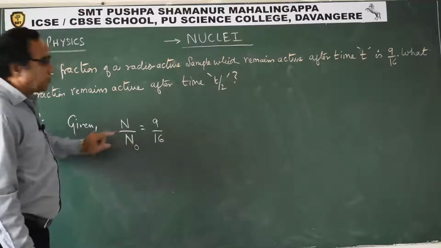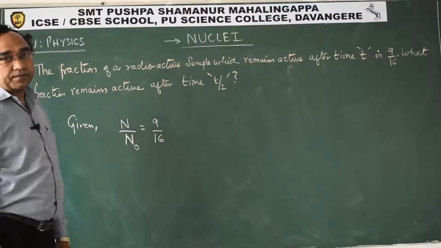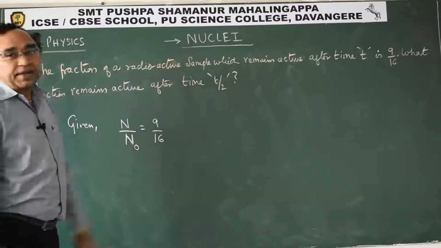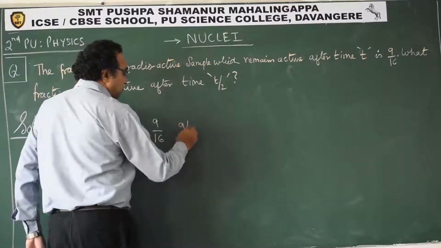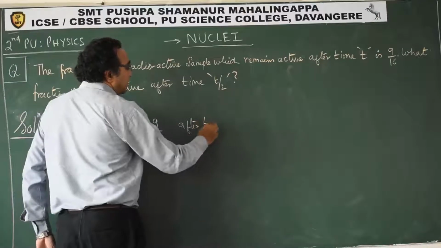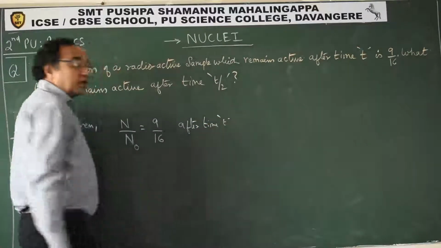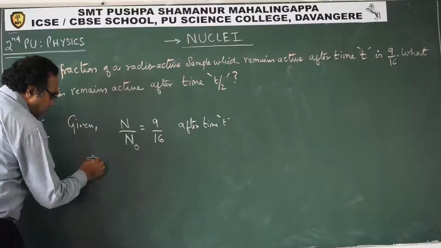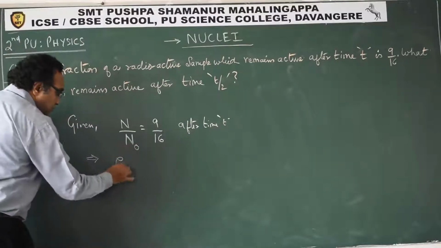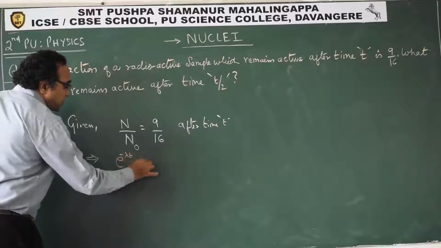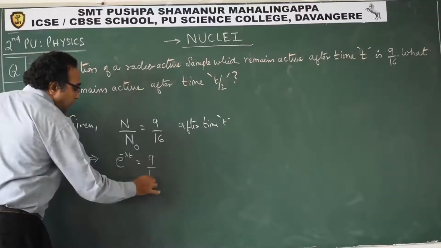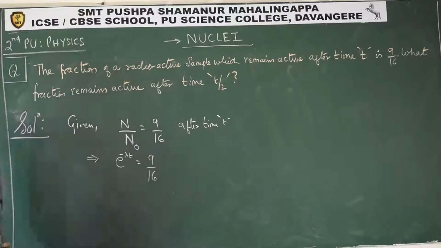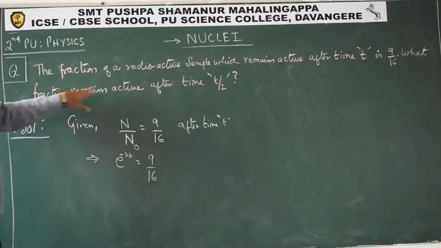So N by N naught is given as 9/16. This is after time t. So what conclusion do we draw from this? This means N by N naught is e raised to minus lambda t, which is equal to 9/16. This is what we can write. What fraction remains active after t/2?